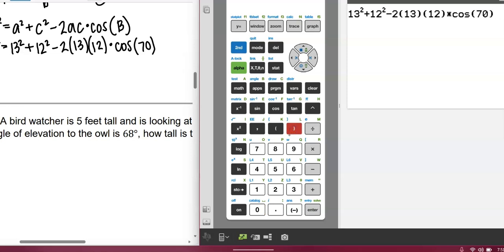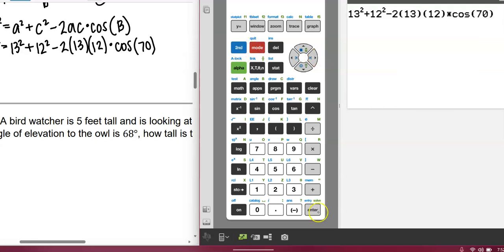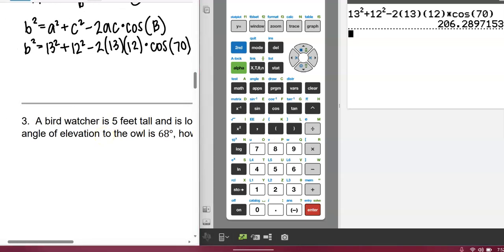Oh man, what should I fix? Really quickly before I press enter. Yeah, I'm in radians, so I'm going to have to switch it to degrees first. And then I can press enter. So now I know that my b squared is equal to 206.290, because that 89 is going to round up because of that 7.